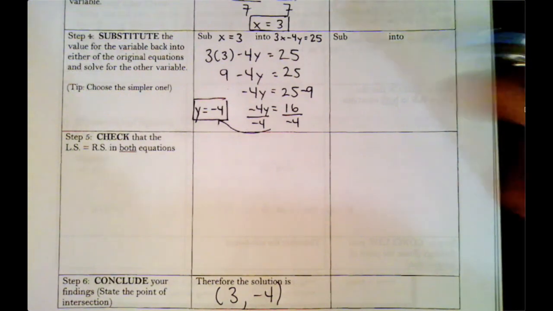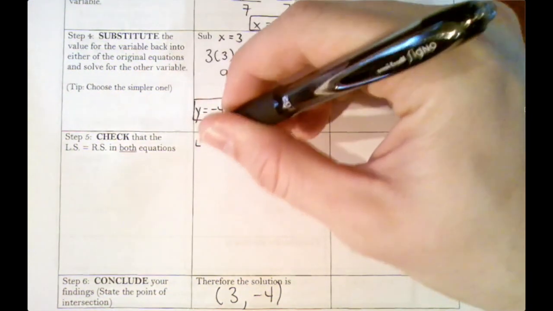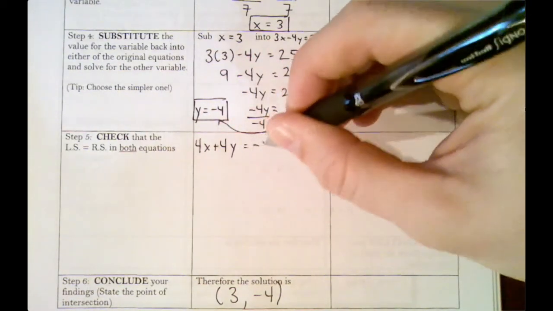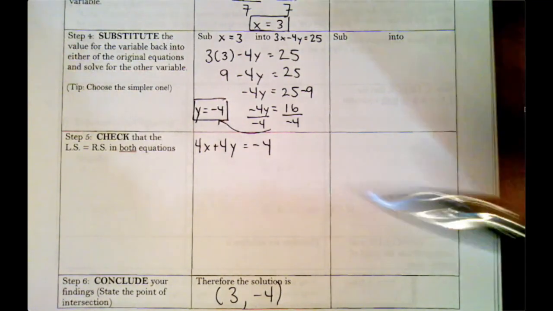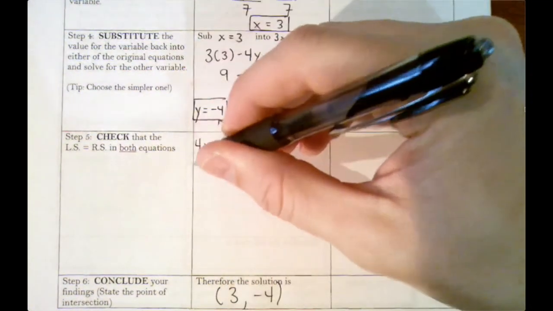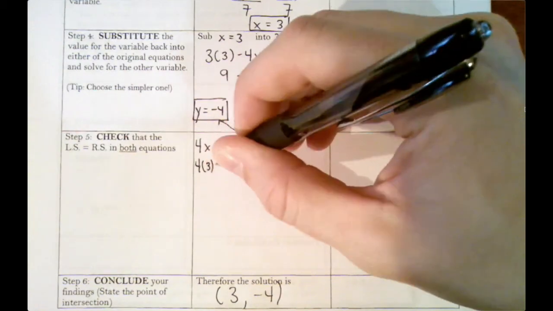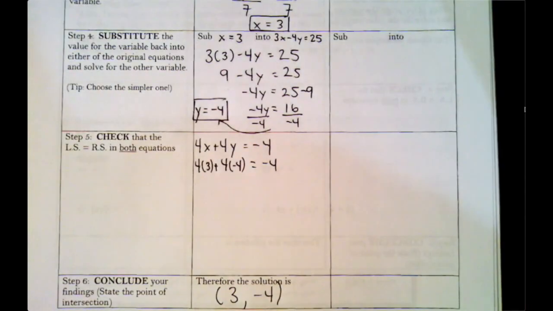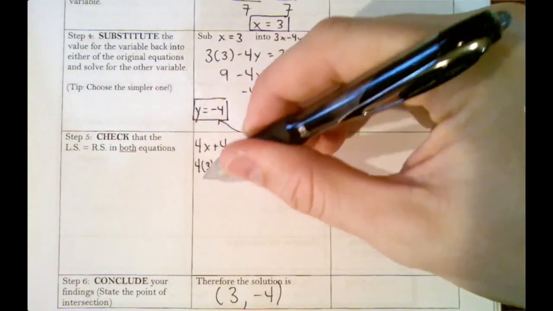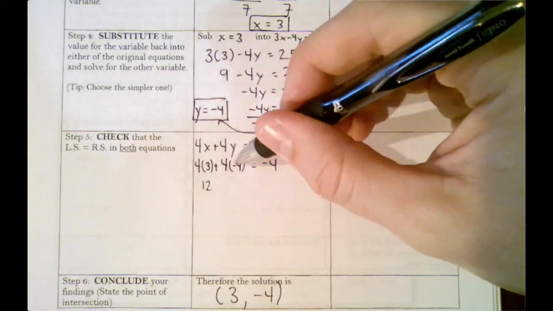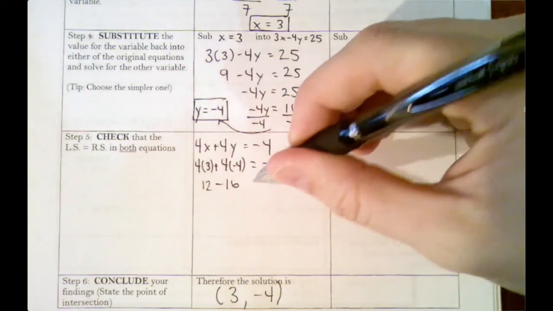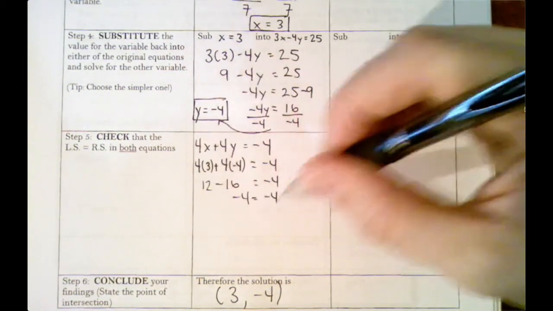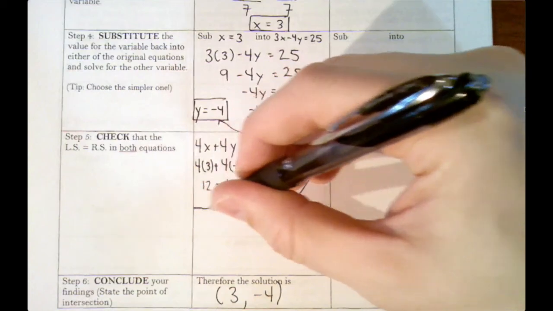First equation was 4x plus 4y equals negative 4. Let's put our answer in. 3 for x, negative 4 for y. We're aiming for negative 4. Let's see what we end up with. 4 times 3 is 12. 4 times negative 4 is negative 16. The question is, is 12 minus 16 negative 4? And it is. So it worked for our first equation.